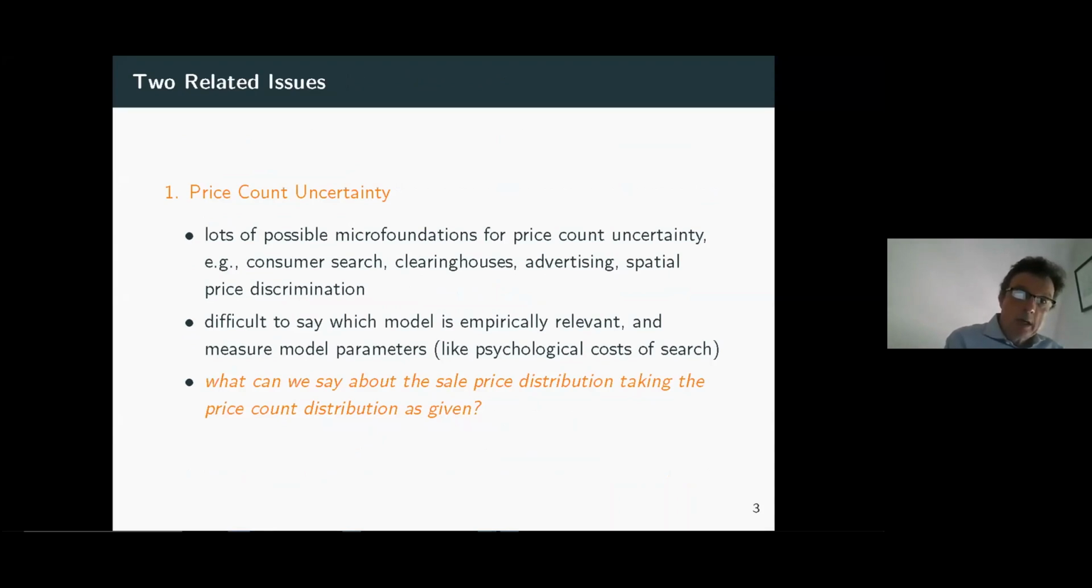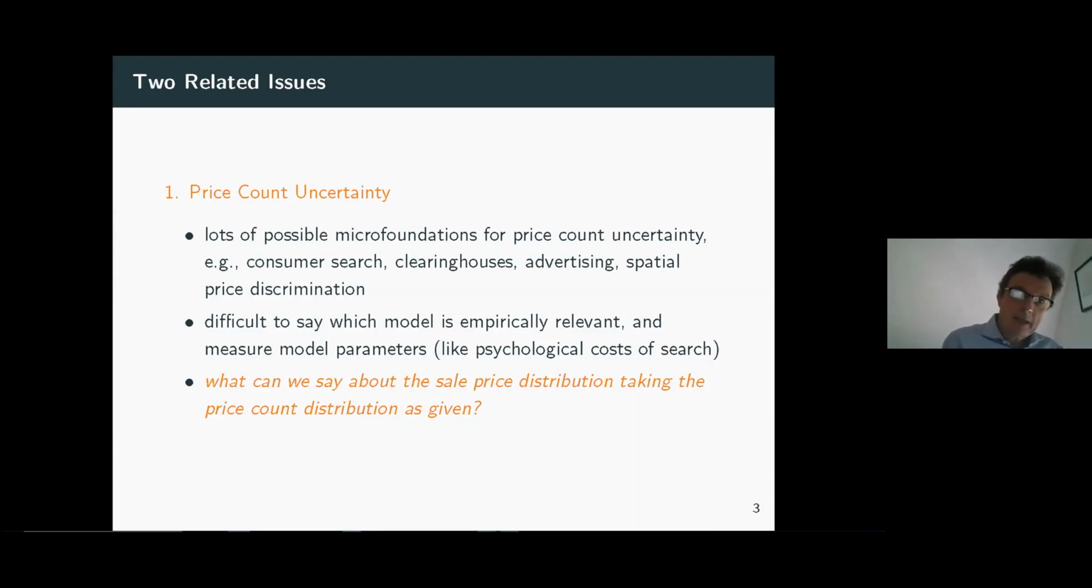We're going to try to develop two related issues that lead us then to the questions that this paper is going to address. Now, this literature, a very successful literature, has developed a lot of possible micro-foundations of how there might be uncertainty among competitors about the price count. Models of search are the ones that come first to mind, but there are models of clearing houses, there's issues of advertising and attention, the issues of price discrimination, in particular spatial discrimination, that will all suggest that there is substantial price dispersion and that therefore the law of one price does not hold.